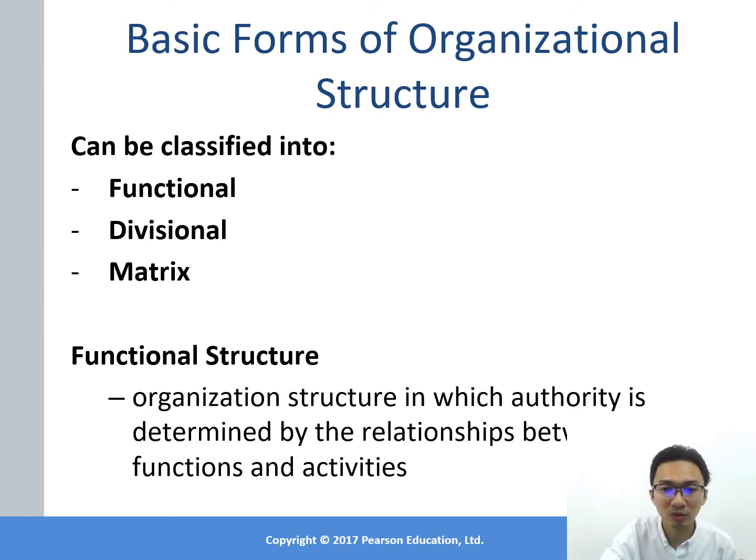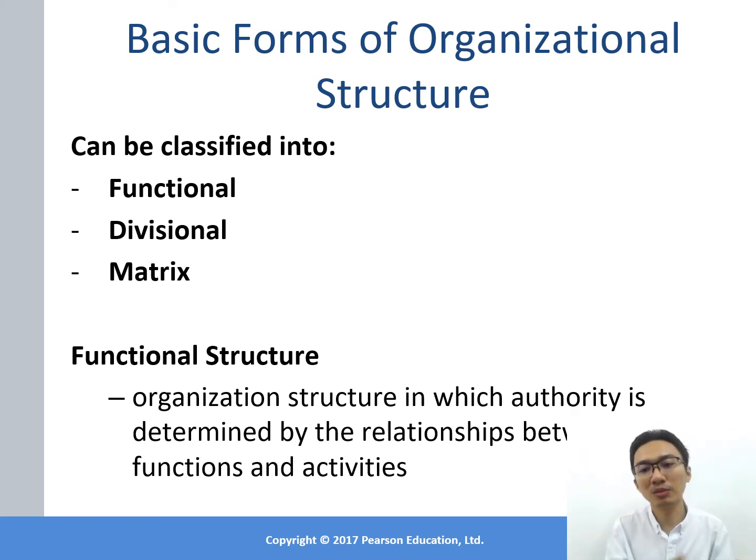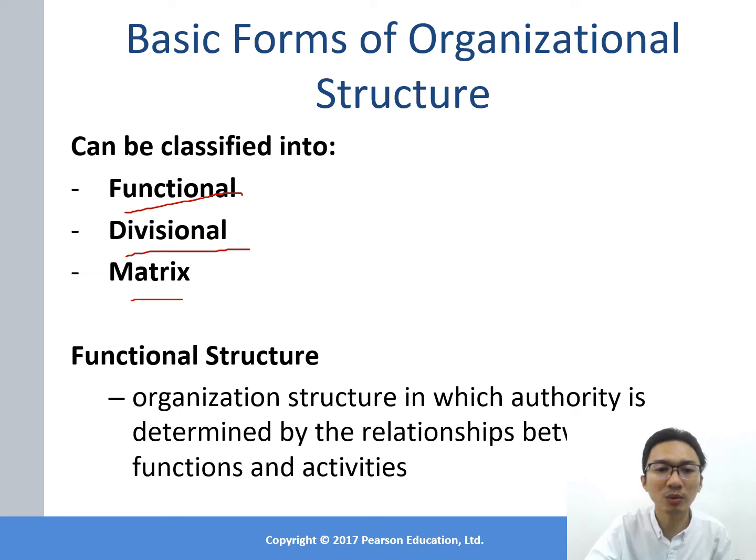Next one, we continue. There are about 7 slides left. The next one is that we look at the basic forms of organizational structure. Organizations can structure themselves in an unlimited number of ways. However, generally we can classify them into 3 main popular types: functional structure, divisional structure, and matrix structure. The most popular are functional and divisional.